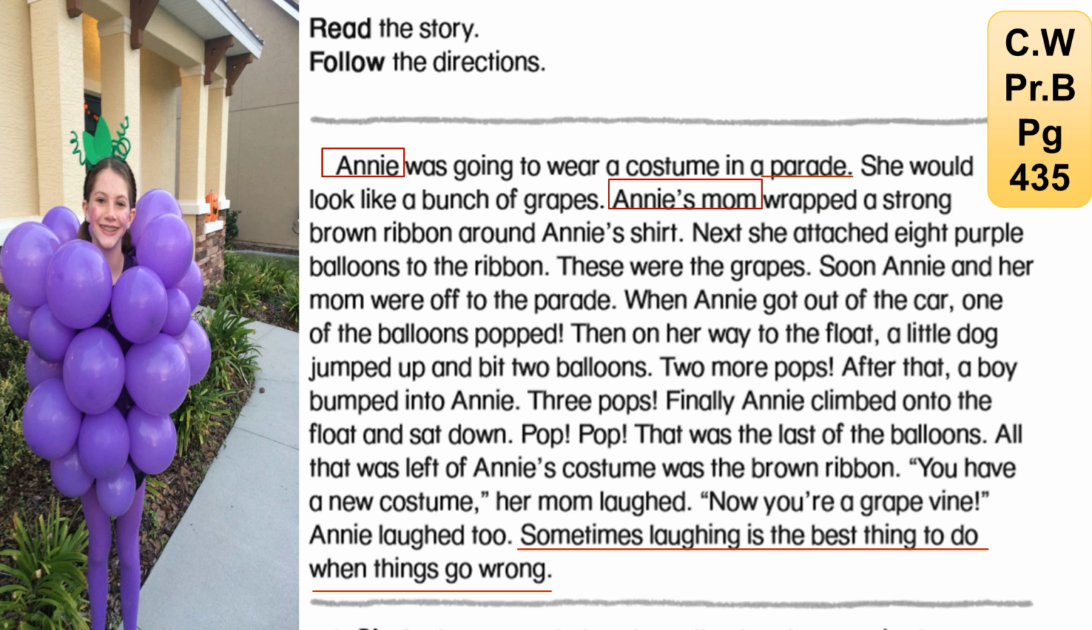So, as you can see, kids, here again, Annie is the main character in this story, the girl in the picture here on the left. And also, we have Annie's mother. She is the other character in the story. The story took place in a parade. Actually, the lesson that we learn from this story is that if things get worse, you must laugh. This is the main sentence in this story: sometimes laughing is the best thing to do when things go wrong.